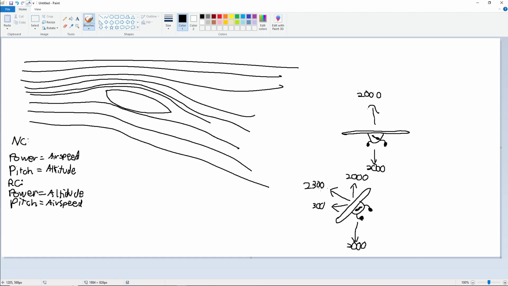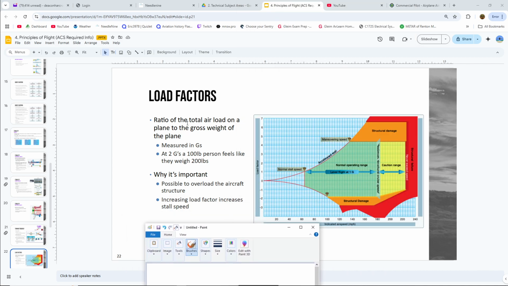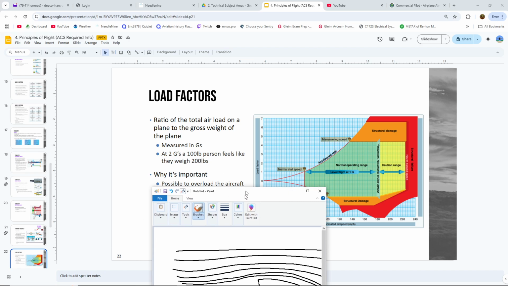So every time we turn the aircraft, in order to maintain our altitude, we pull back on our yoke additionally in order to create more lift so that our vertical component of lift equals our weight, meaning we maintain our altitude. The other portion of lift is our horizontal component of lift, and it's what leads us into the turn. So every time I'm in a turn, remember, our load factor is just our ratio of total air load on the plane, the amount of lift we're creating divided by the weight of the aircraft.